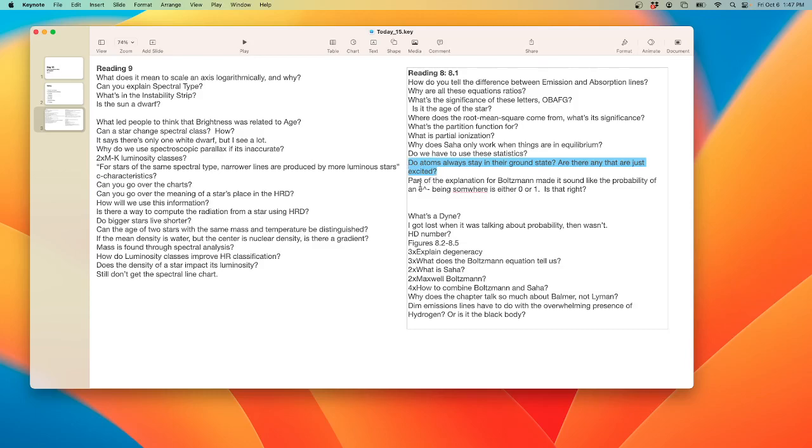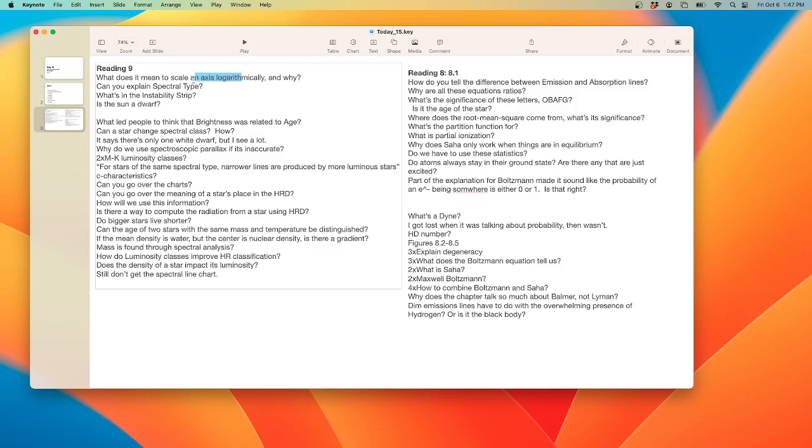Let's see. Part of the explanation of the Boltzmann sounded like it was a probability somewhere either 0 or 1, and is that right? Yes. So this Boltzmann thing is a probability, and it goes between 0 and 1. It's not either 0 or 1. It's a continuous number between those two. Okay, and the rest of these are interesting questions that I'll come back to later. There's a couple others on the new reading that I want to talk about. My time management is going just fine.